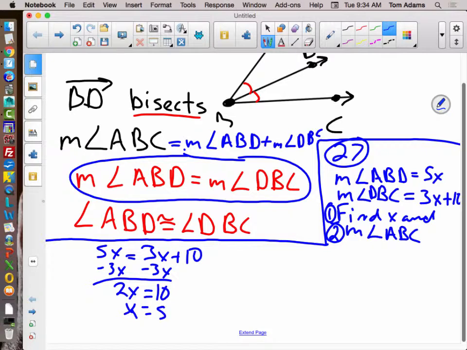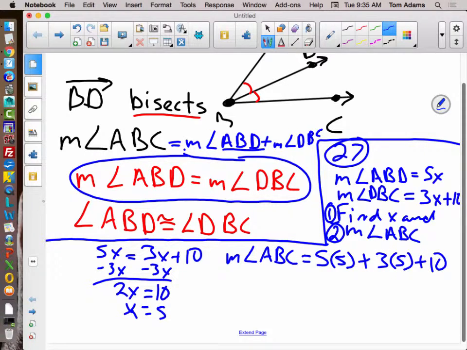So now I got to take x equals 5 and plug it in over here. So to find the measure of ABC, it's got to be equal to ABD, but ABD is 5 times x, which is 5, plus 3x plus 10, or 3 times 5 plus 10. Well, 5 times 5 is 25, plus 3 times 5 is 15, plus 10. I'll add that up in a second.